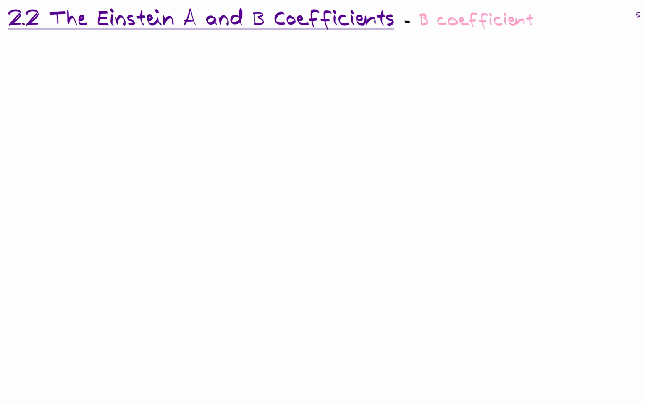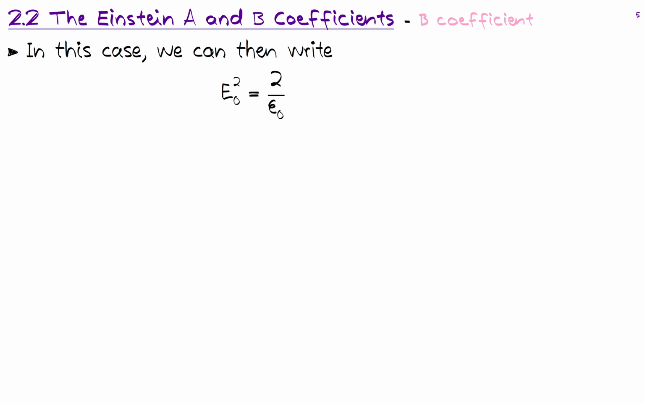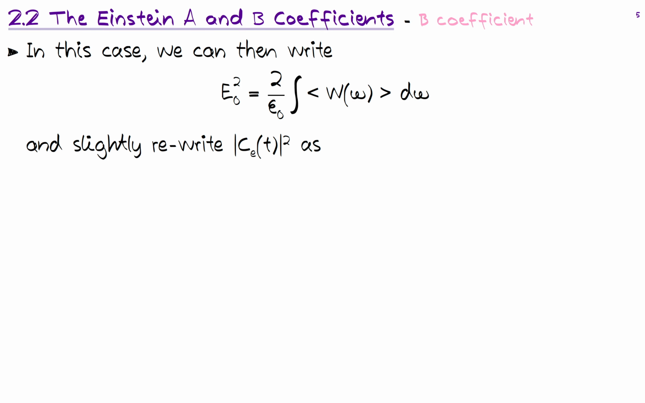What we want to do next is generalize our treatment slightly so that we can consider more realistic materials. In this case, we can write the amplitude squared of the electric field as 2 divided by epsilon naught, the vacuum permittivity, times an integral over the radiative energy density over a range of frequencies. We can then rewrite the modulus square of the expansion term as 2 times e, the charge of an electron, times the transition dipole matrix element x_ge, telling us how likely it is for the electron to transition from the ground state to the excited state, divided by the vacuum permittivity and the reduced Planck constant h bar.